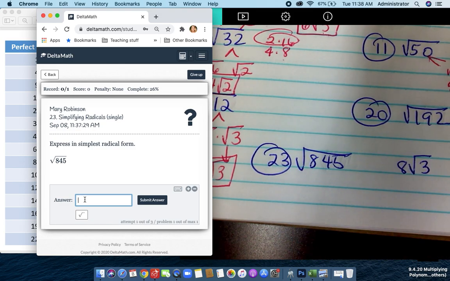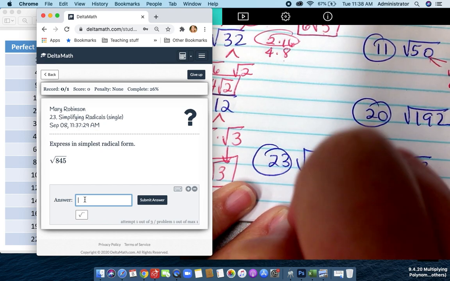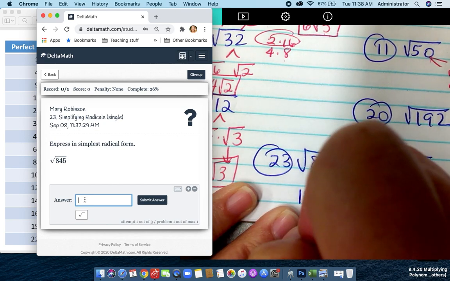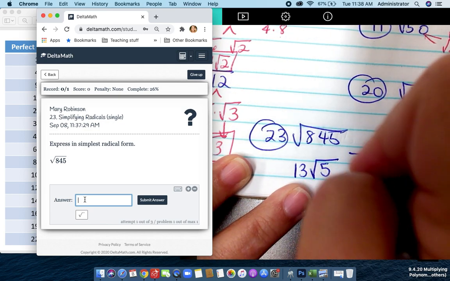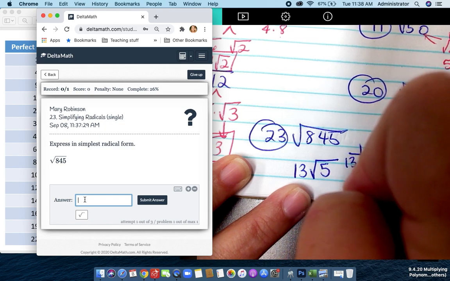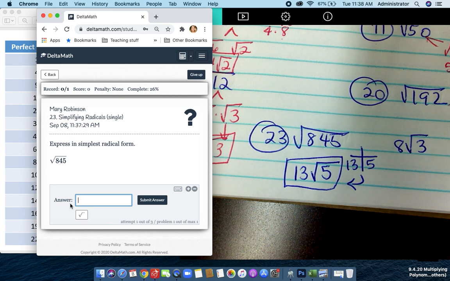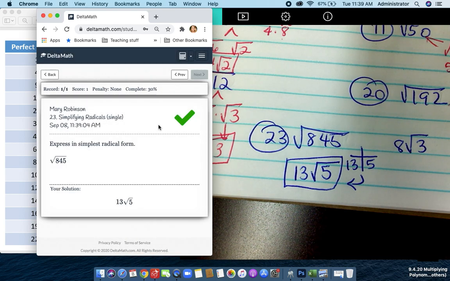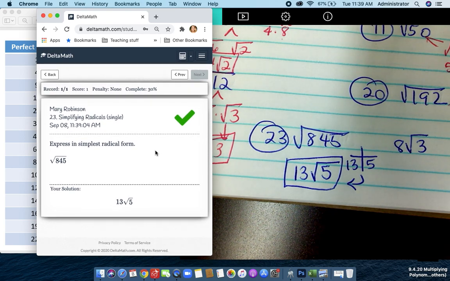So that is my answer, remembering that my x value, 13, goes on the outside, and my y value goes under the radical. So if I see 13, 5 in my table, I'm going to translate that into 13 square roots of 5. So here, let's type it in, 13 square root of 5, submit. Woohoo!